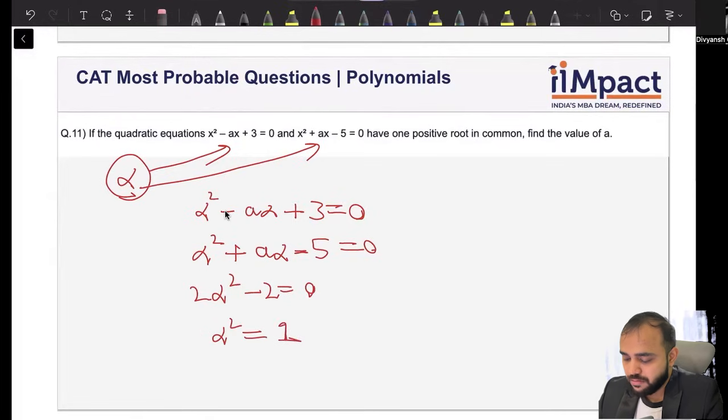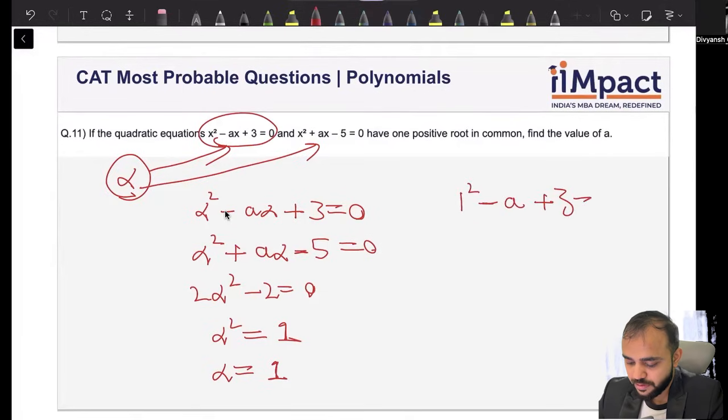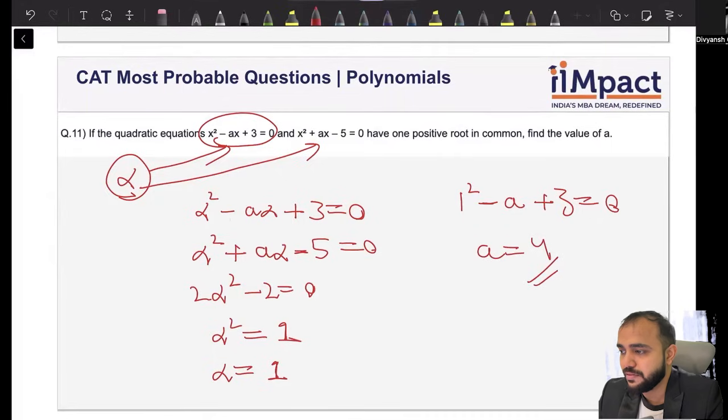Now, the root that is common is positive, so I will take alpha as 1, not minus 1. So when I put alpha as 1 in this equation, I'll get 1 square minus a into 1 plus 3 is equal to 0, or a is equal to 4. So your answer for question number 11 will be 4.